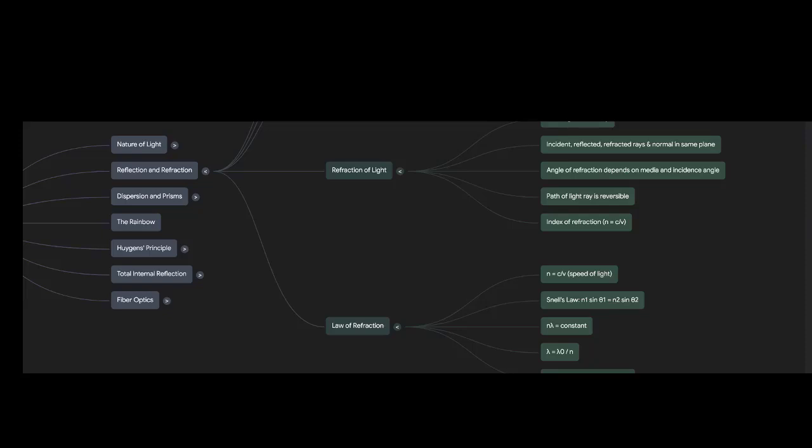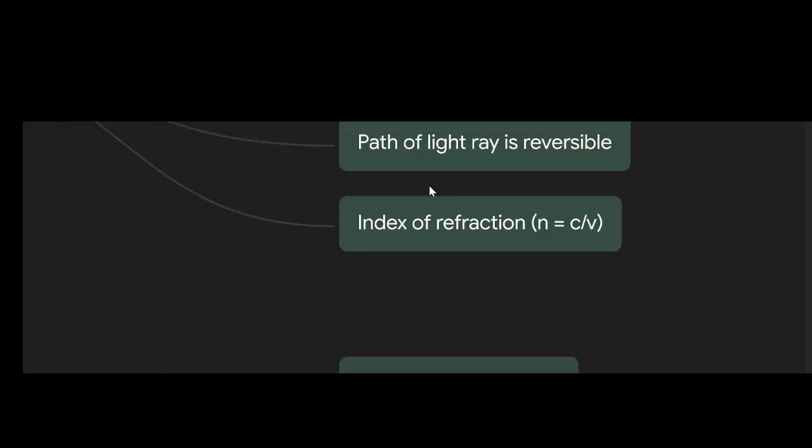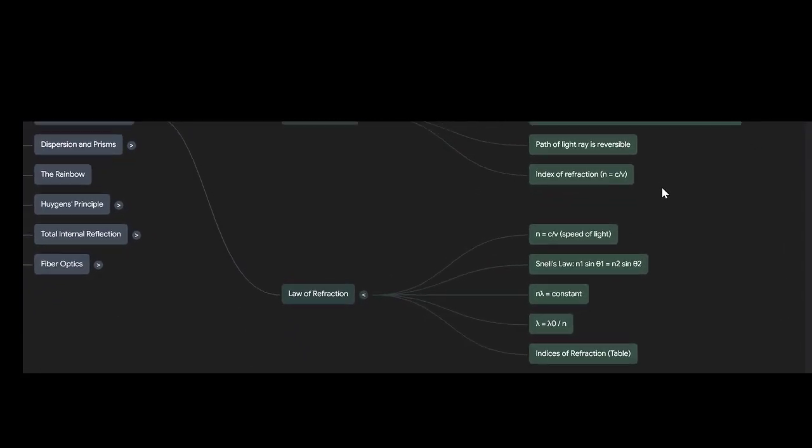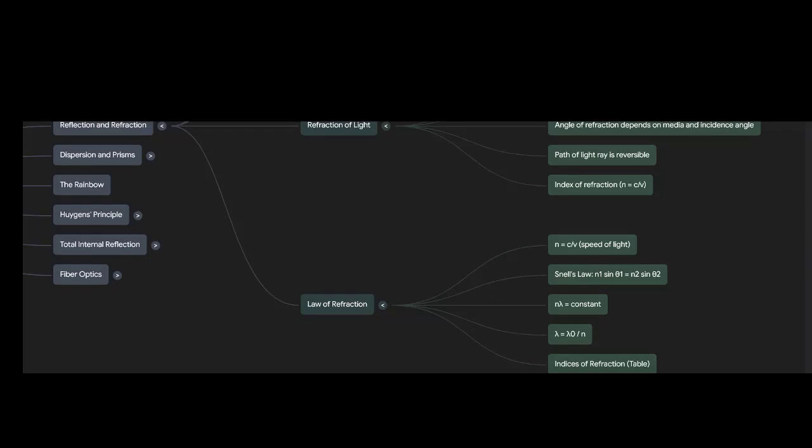Right. And the sources had a table. Air is almost 1, 1.000293. Very close to a vacuum. Light barely slows down. Water was 1.333, meaning light travels about 1.33 times slower in water than in a vacuum. And diamond was way up there, 2.419. Yep. Light really crawls through diamond, relatively speaking. It's almost 2.5 times slower. And this slowing down, this index n, is why it bends.